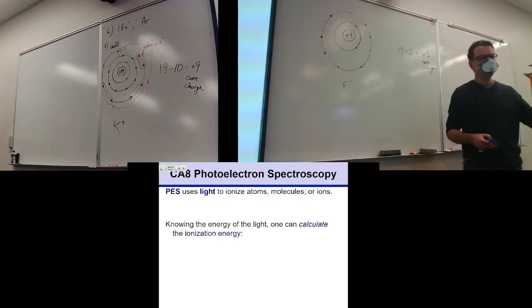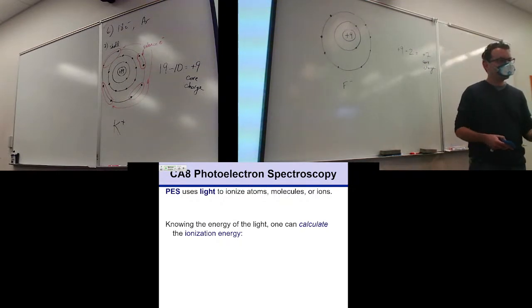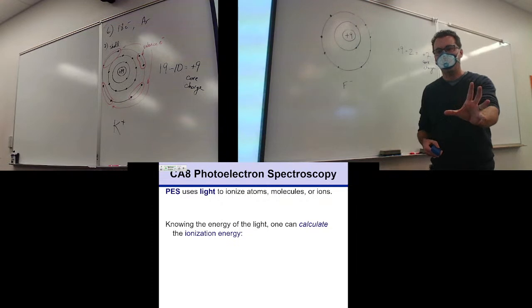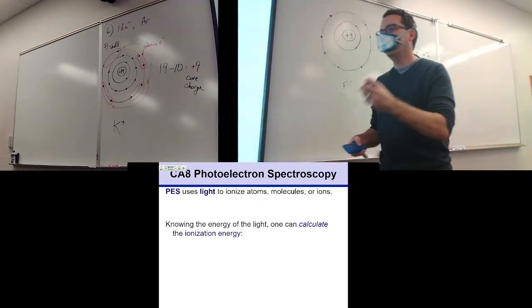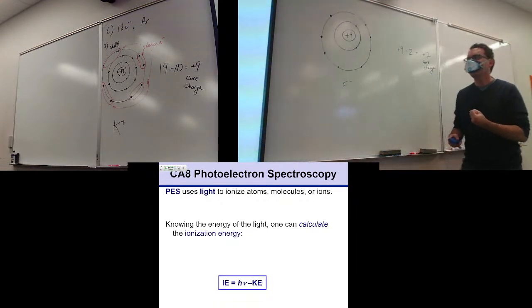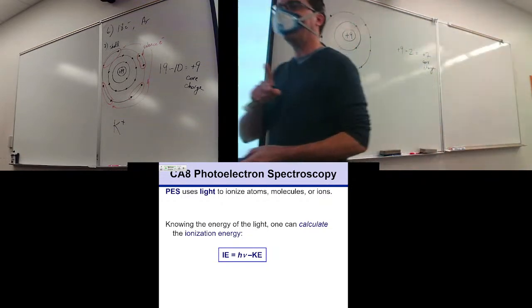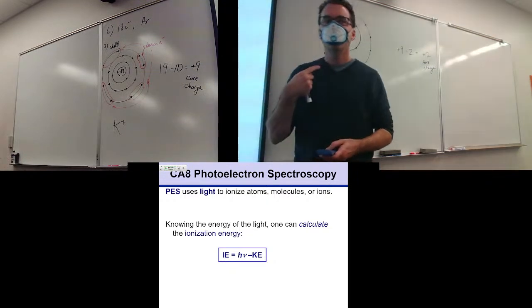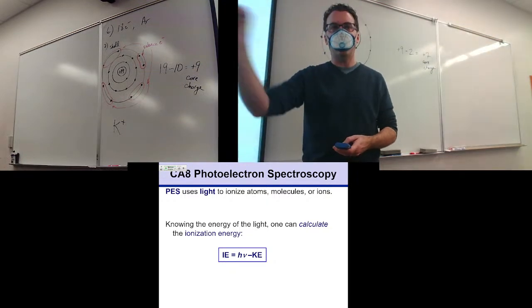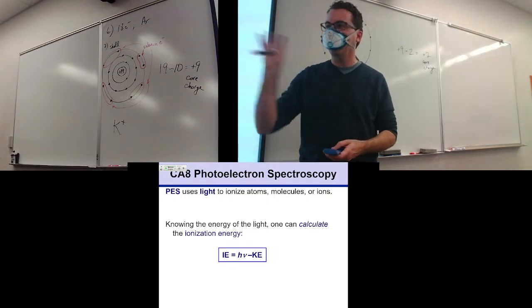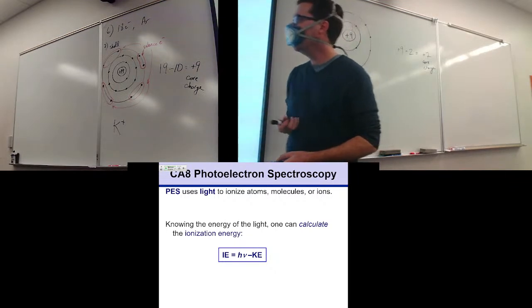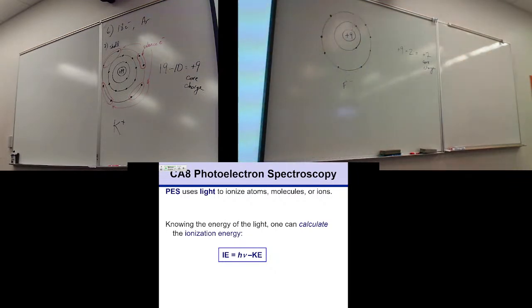As long as we know the energy of the light, the photon that hits the atom, we use that energy to calculate the ionization energy based on how fast the electron that comes out is moving. The photon that we hit the atom with is always the same energy photon. It's one wavelength, one energy. That's this energy here.